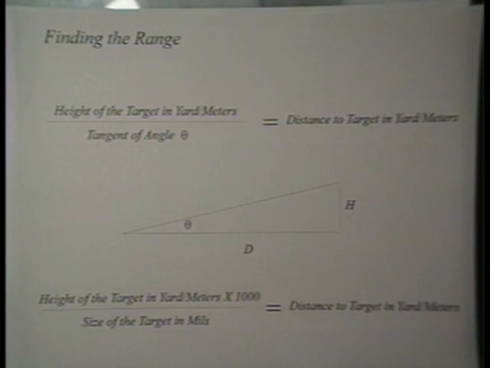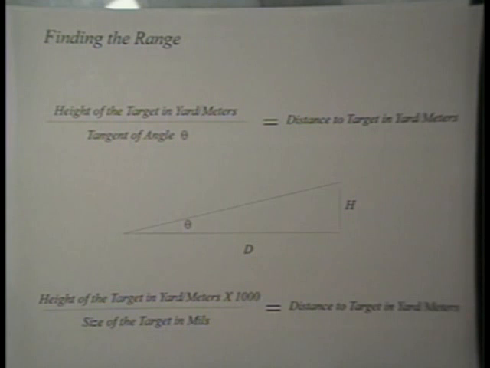What we typically use, and it's a lot easier to work with, is we take the height of the target in yards or meters, multiply it by 1,000. So a typical man is 2 yards. So the number on top is almost always 2,000. We're dealing with human targets, or if we only get a half target, we put that into computation. And then we mill them.